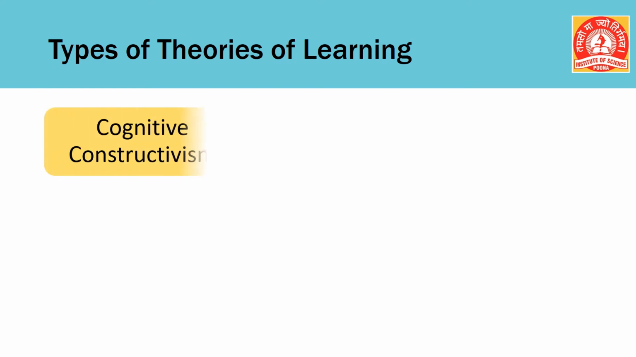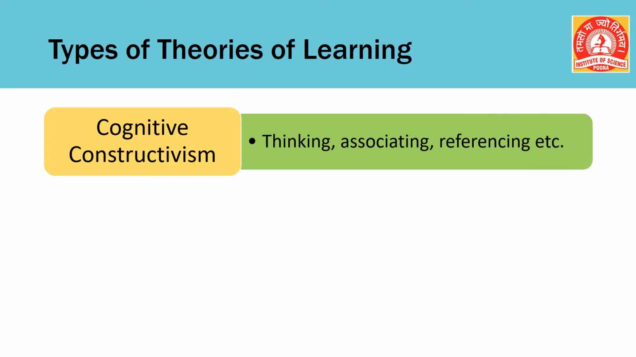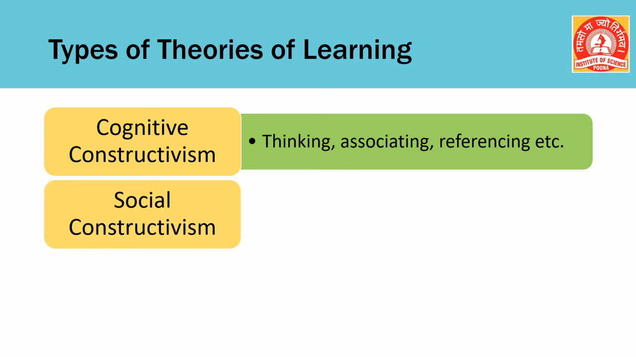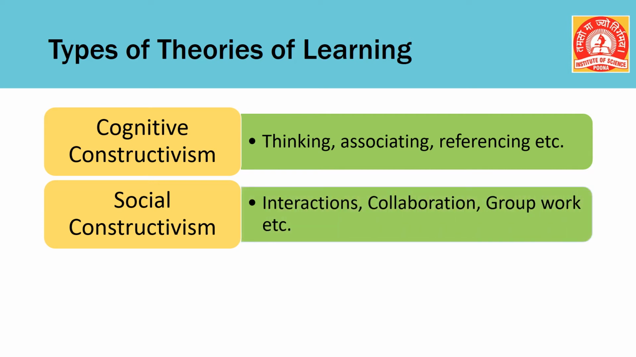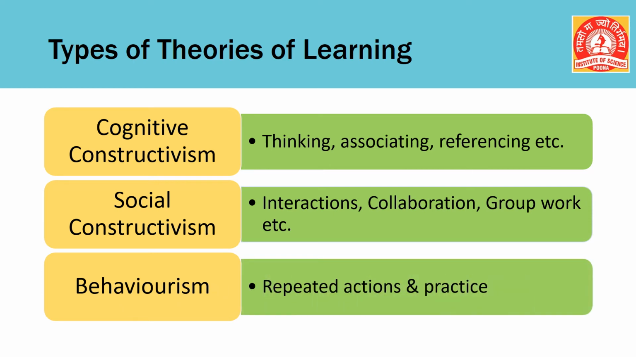The first type is cognitive constructivism. As per this, a learner remembers or learns something new through thinking, associating, referencing. So basically, processing the information mentally. Second is social constructivism. As per this, the learner learns through interactions, collaboration, group work, etc. Next is behaviorism. In this, the learner learns through repeated actions or practice.